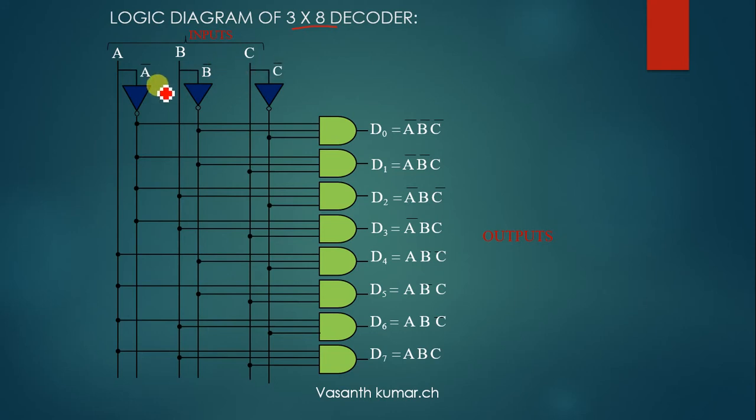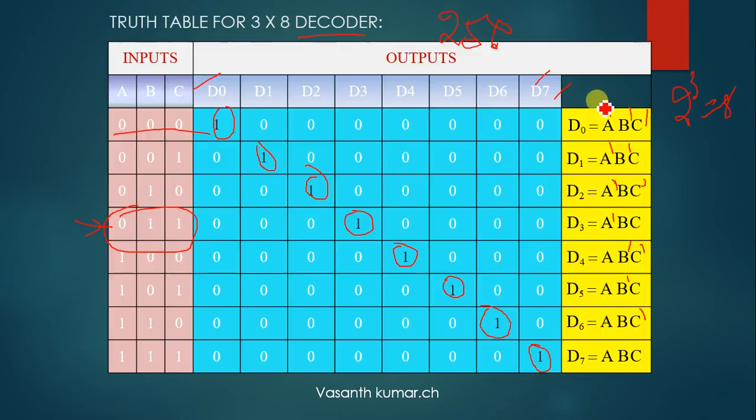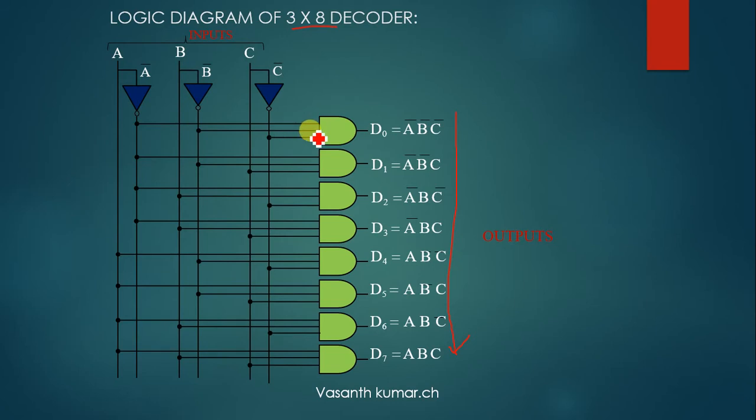We got A, B, C and A complement, B complement, C complement. Accordingly the logic can be written here. It's a 3-input AND gate, right? The same thing we have seen in the table is available here also. Only for those particular inputs you have to give it to the AND gate.